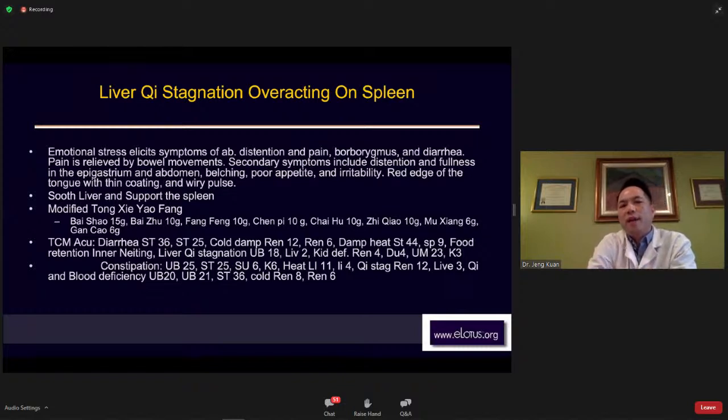Then if we look at the tongue, usually there are red edges with a thin coating and wiry pulse. Then the treatment plan would be to soothe the liver, support the spleen. The formula that can be used would be here, Tongxie Yao Fang. Here are the ingredients, and usually you can get it easily from those providers, vendors.